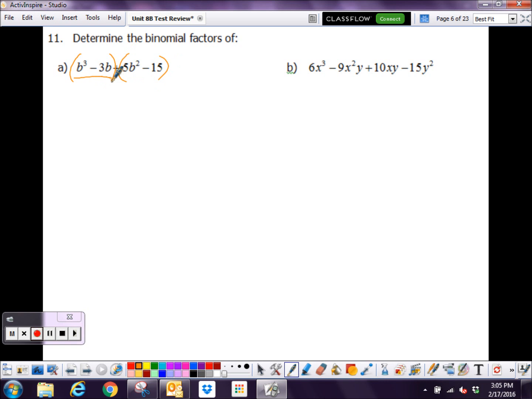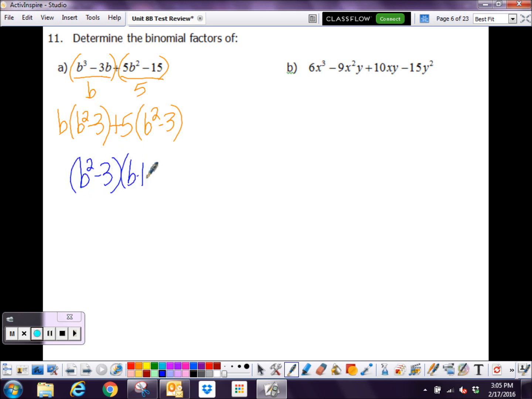Let's look at our first group. Our first group has a b in common. So I'm going to take a b out. That leaves me with b squared minus 3 plus, now I'm going to look at my second group. My second group has a 5 in common. So I'm going to bring that 5 out, and guess what we're left with? B squared minus 3. So my final factors here are b squared minus 3 and b plus 5.